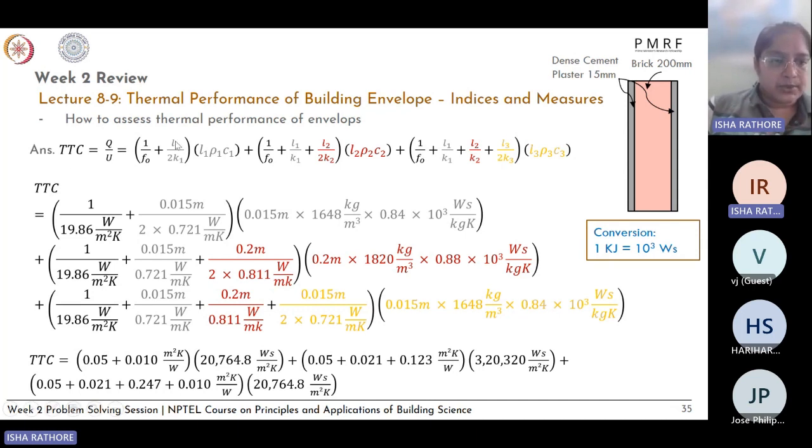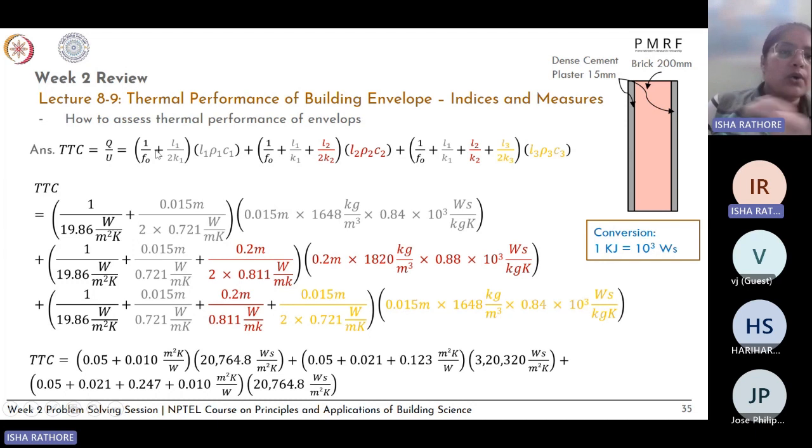For layer 1, we are using gray color for any factor which is related to layer 1. For layer 2, we are using the red color, and for layer 3, we are using the yellow color. So we go from outside to inside. Layer 1 is the outermost layer, layer 2 is the middle layer, and layer 3 is the innermost layer. And this equation continues to n number of layers.